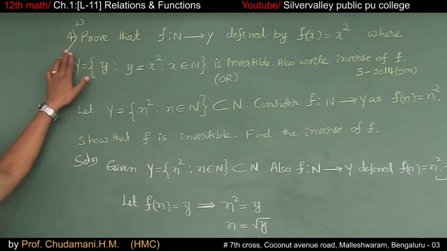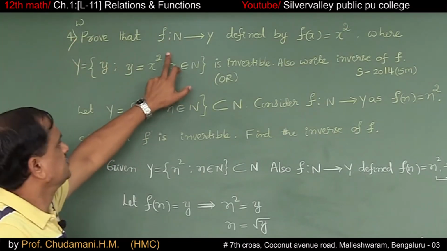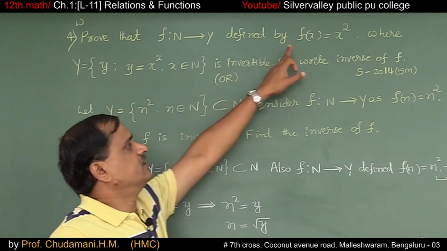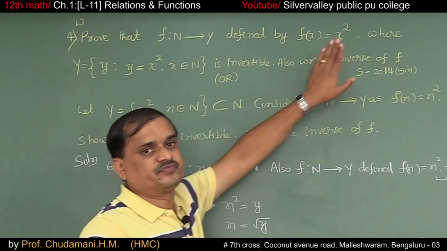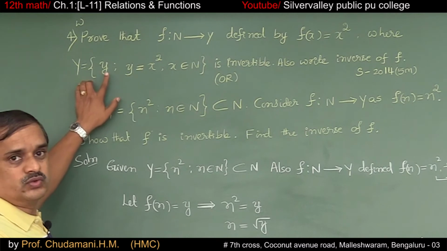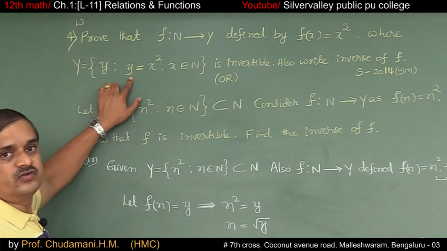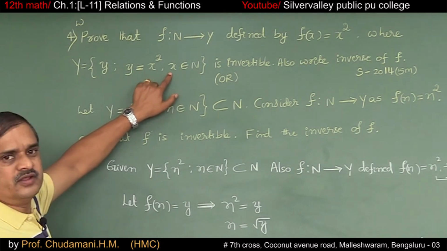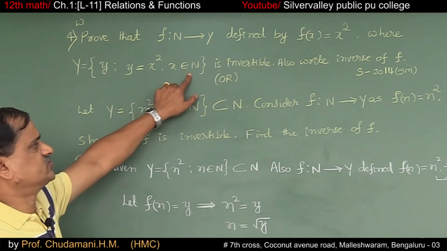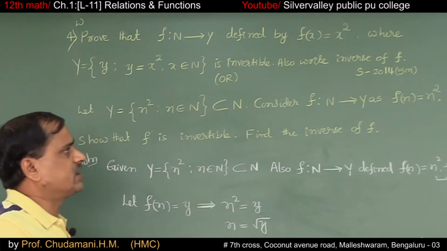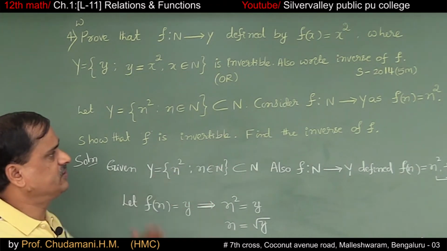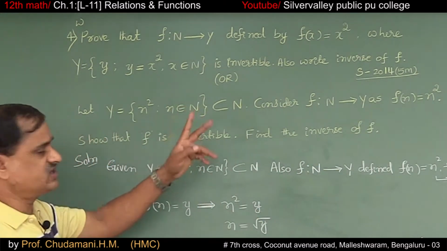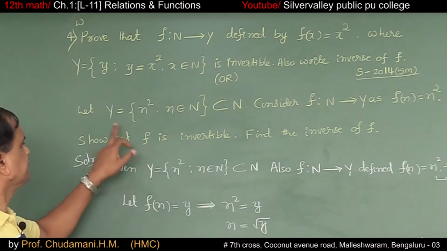The fourth one, worked example: prove that the function f from capital N to y defined by f of x is equal to x square, where y is the set of elements y such that y is equal to x square, y is nothing but f of x, in which x belongs to natural numbers, is invertible. Also write the inverse of f. This appeared in the year 2014 in the 5 mark section. The same question can be asked like this.